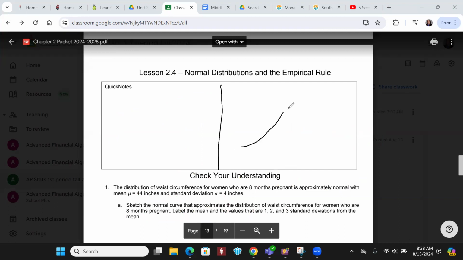Okay, so you're going to draw a curve. You're going to split it down the middle. Mu is going to go right there. We talked about mu plus sigma, and then we talked about mu plus 2 sigma, mu plus 3 sigma.